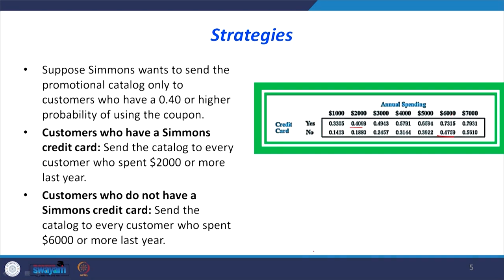So, customers who have a Siemens credit card, send the catalog to every customer who spent $2000 or more last year, because 0.4 is the cutoff. Customers who do not have the Siemens credit card, send the catalog to every customer who spent $6000 or more last year. So, that is the strategy for the promotion.